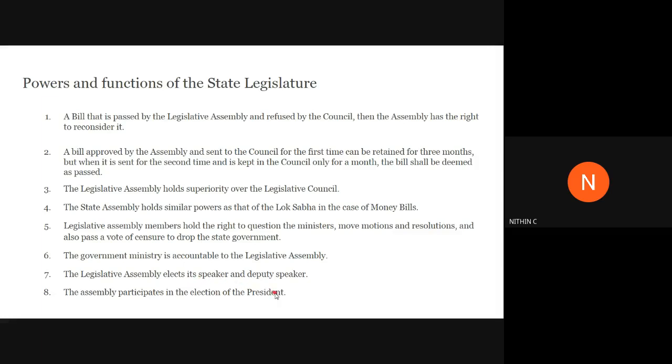The legislative assembly elects its speaker and deputy speaker. The assembly participates in the election of the president. That is also another point. During the president's election, we said that the legislative assembly also participates in the election process. All this is related back and forth. You remember this thing also: the legislative assembly participates in the election of the president. So these are the powers and functions of the state legislature.